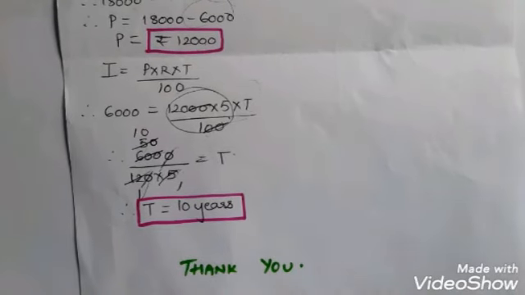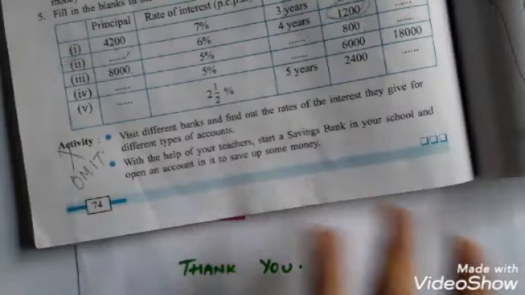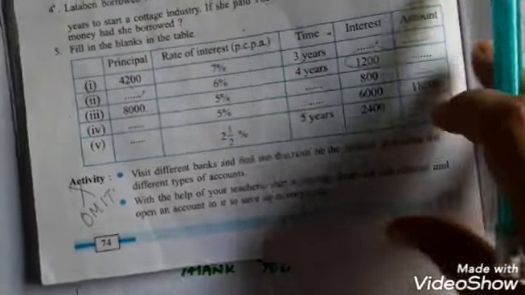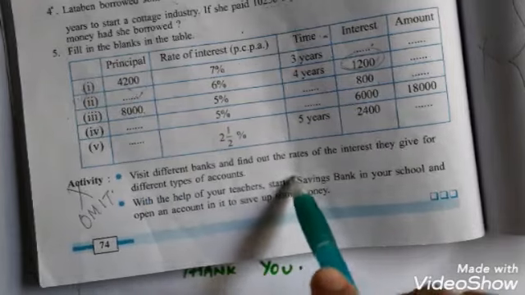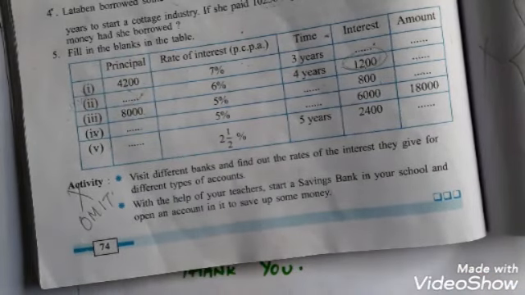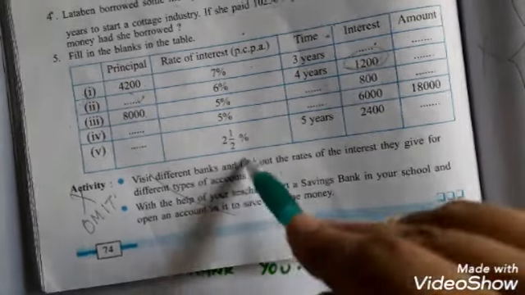Okay. So with these I have completed the chapter. Now the activity which is there on page 74, it has been omitted. So just cancel this activity. It's not there for you all. Okay. So cancel this. Thank you.